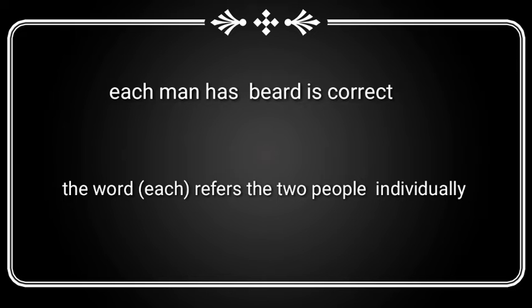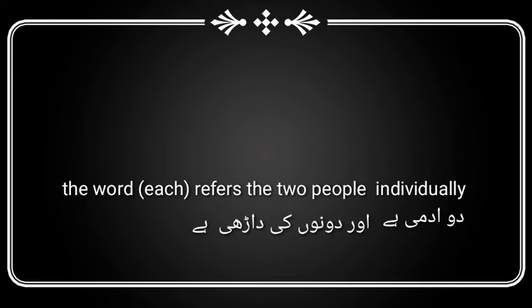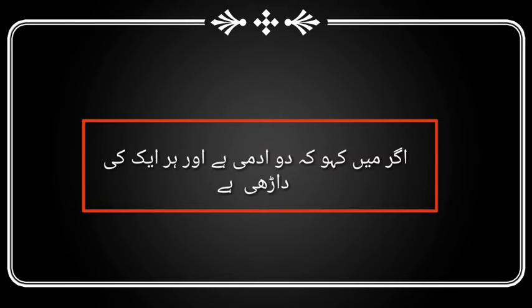Because when we look at the word each, it refers to two people individually, right? Individually. If we write both instead of each, both takes them collectively, each takes them separately. For example, if I say there are two men and both have beards, I took them together. If I say there are two men and each has a beard, now I took each one separately. Does it make sense to you?